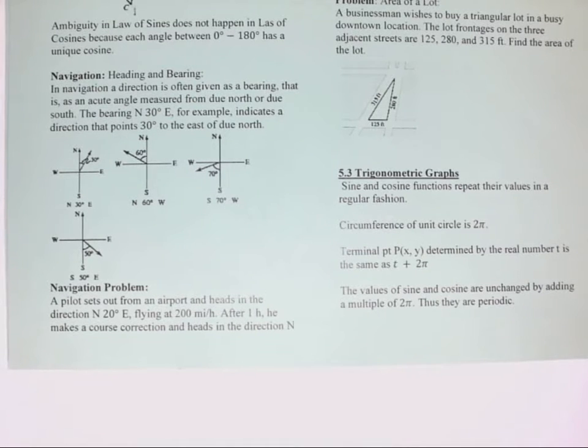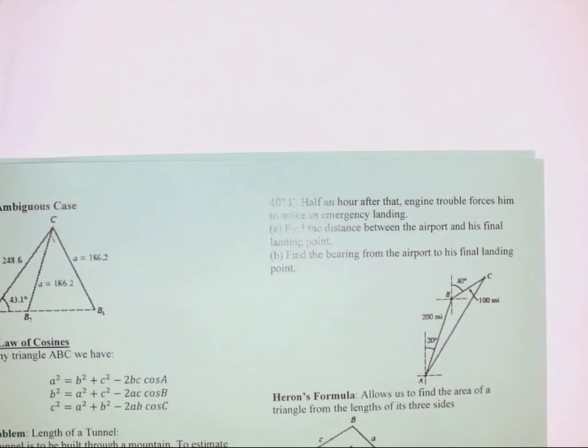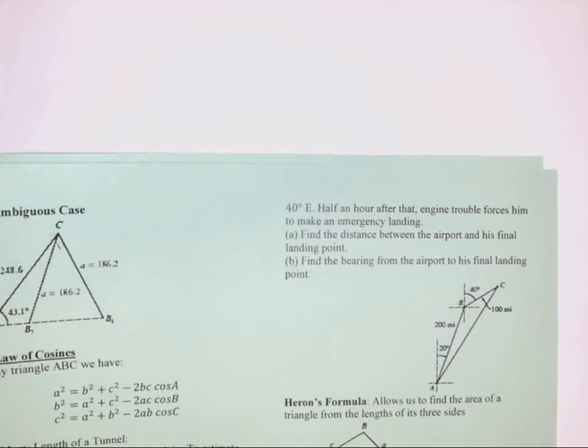So we have a pilot who has set out from an airport, and he heads in the direction of north 20 degrees east, flying at 200 miles an hour. After 1 hour, he makes a course correction and heads in the direction of north 40 degrees east. Half an hour after that, engine trouble forces him to make an emergency landing. We need to find the distance between the airport and his final landing point. Find the bearing from the airport to his final landing point.